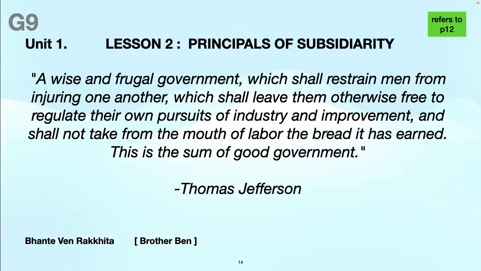So we're going to start off with a quote from one of the American presidents. A wise and frugal government which shall restrain men from injuring one another, which shall leave them otherwise free to regulate their own pursuits of industry and improvement, and shall not take from the mouth of labour the bread it has earned. This is the sum of good government. That's from Thomas Jefferson.